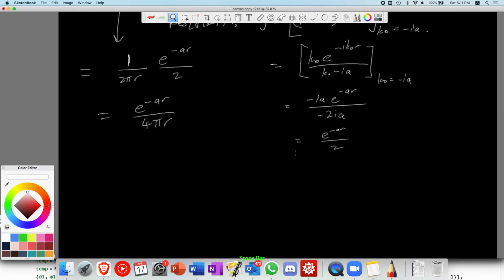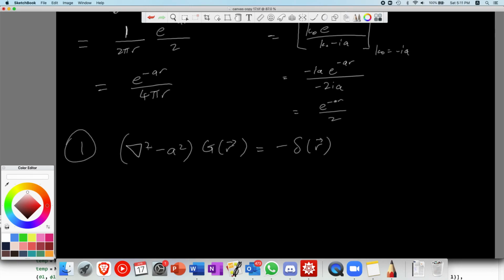So what we have shown in this video is, number one, how to find the Green's function. Our original goal was to find the Green's function of this particular operator, so step 1 was this, to find the Green's function of this. Step 2 was to expand g of r in terms of the Fourier transform, g of k e to the power of ik dot r.